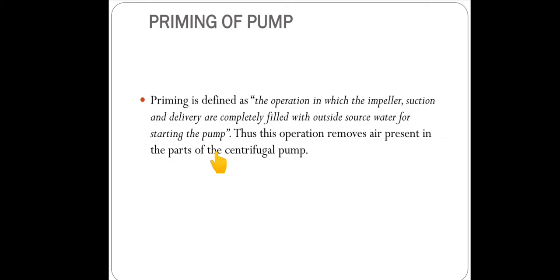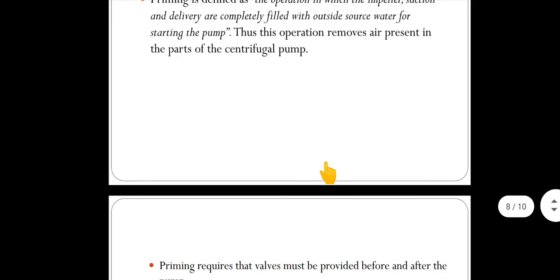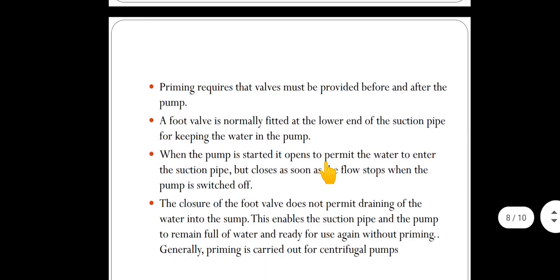So as I told, if you don't fill the impeller with water, what happens? You are not able to lift the water due to the air present in the pump. When the air is there, it won't lift the water. So you need to fill the impeller section and some part of the delivery section. That is called priming. And priming requires that valves must be provided before and after the pump.